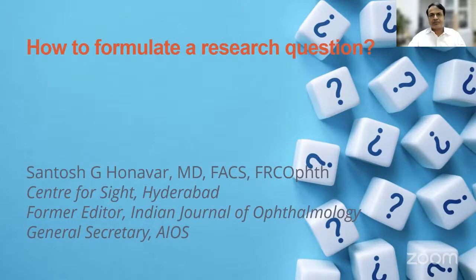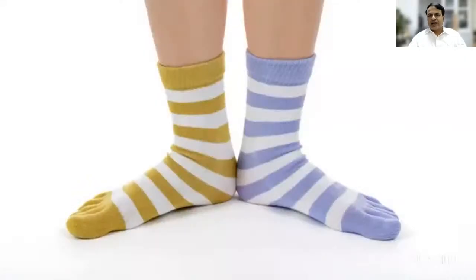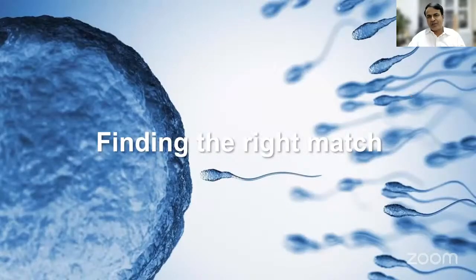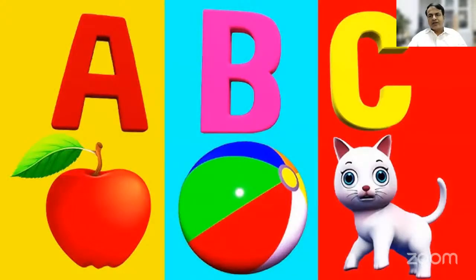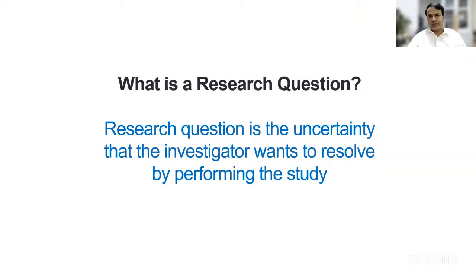There should be no mismatch in research. Almost always mismatch is considered fashionable, but in research, there is no such fashion. Finding the right match is very important as far as research is concerned. The right beginning is the formulation of a research question, and it's like the first few alphabets of any language that you learn.